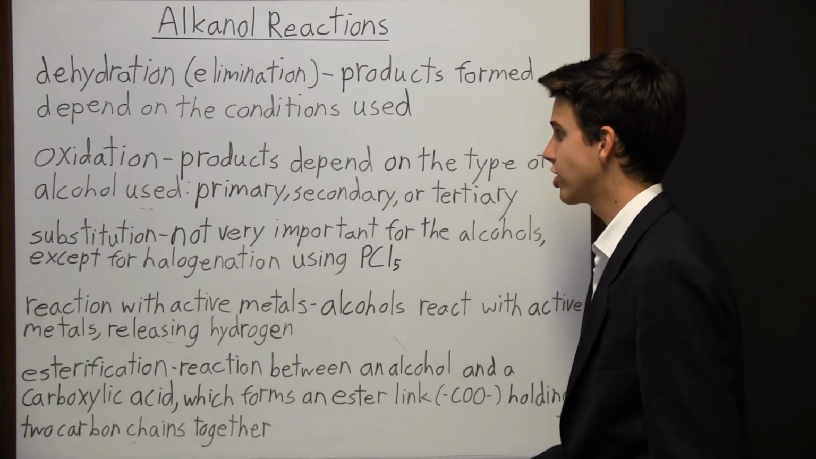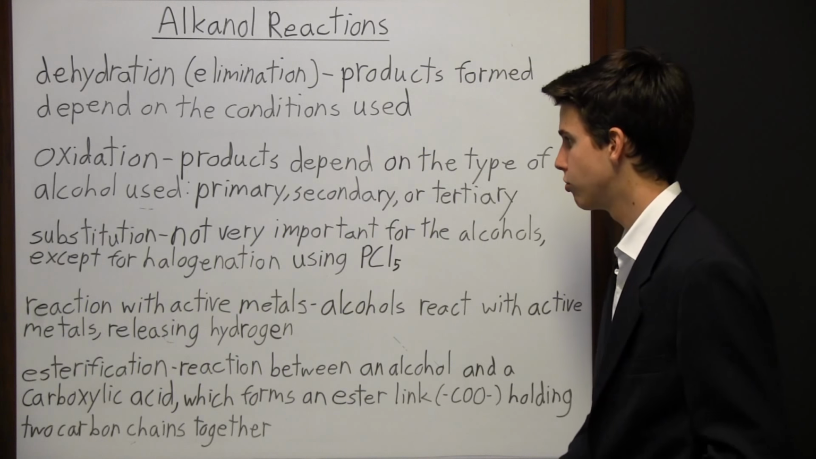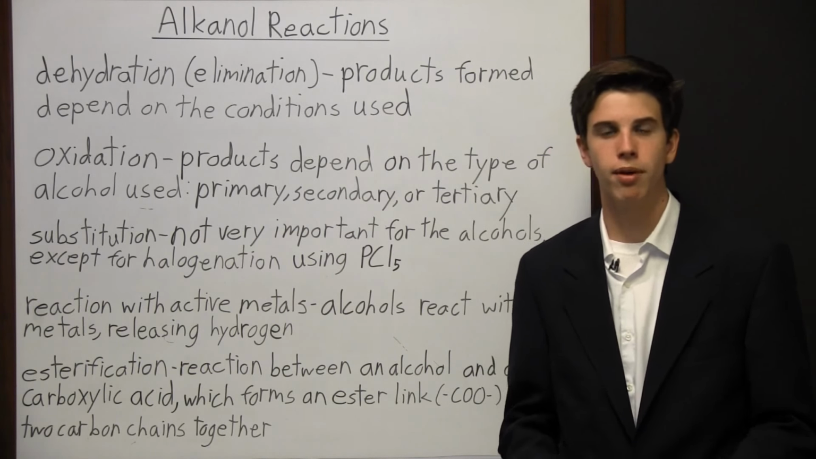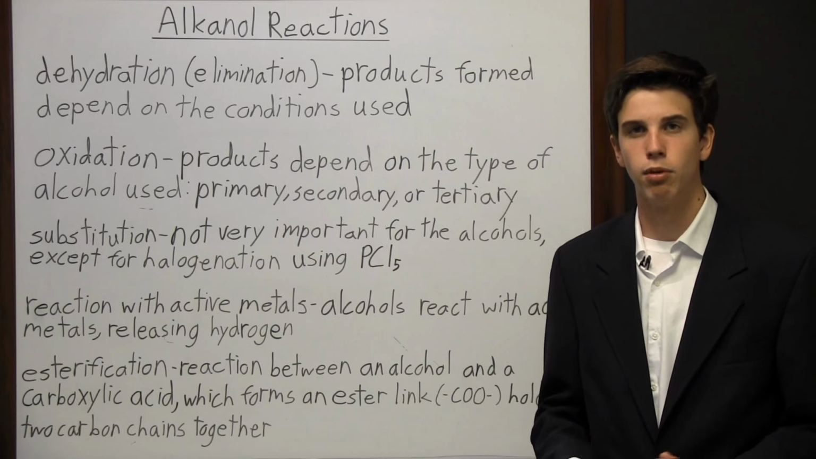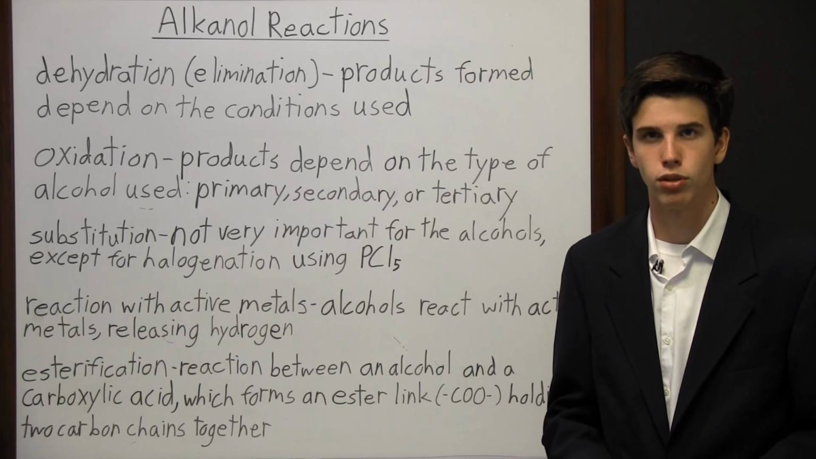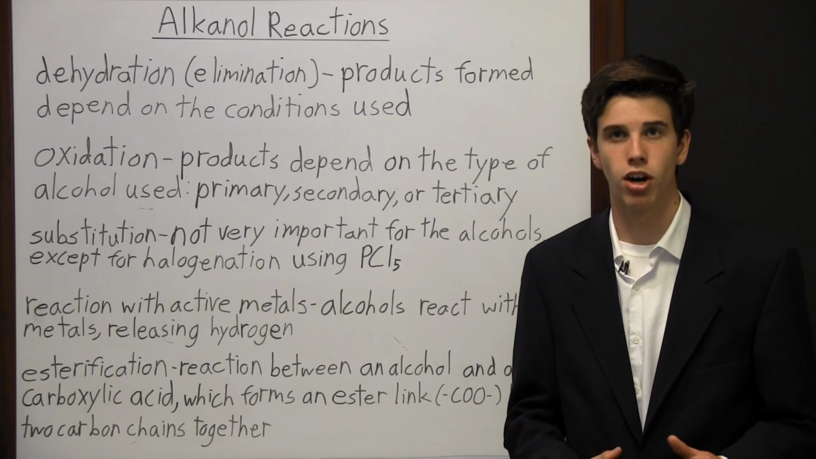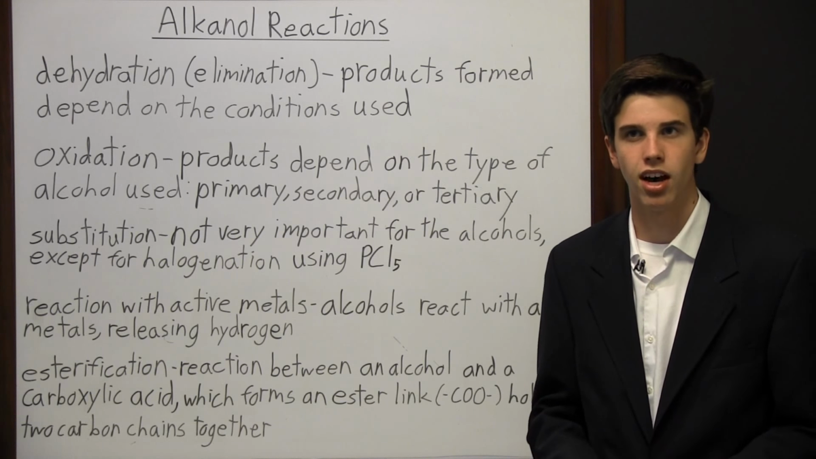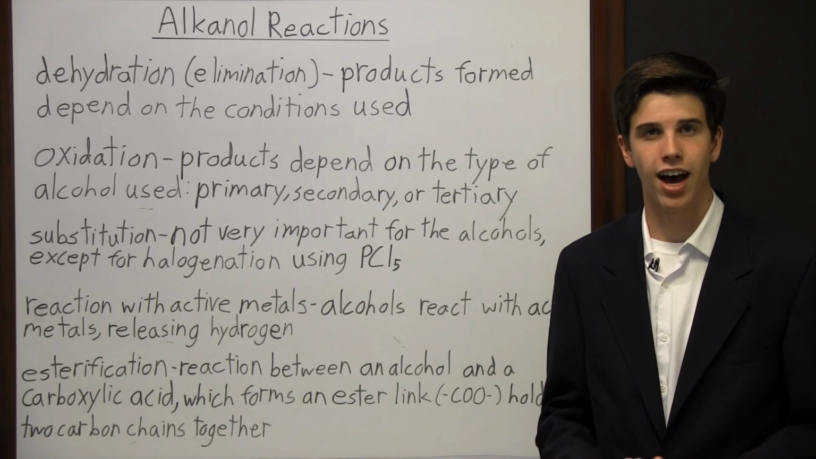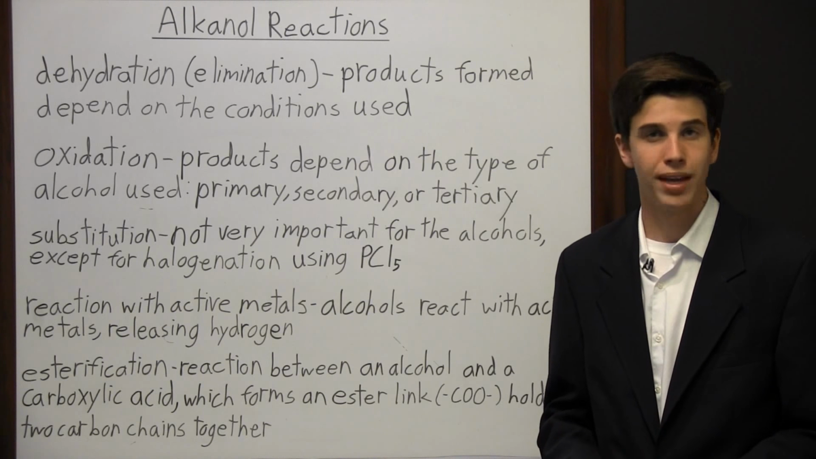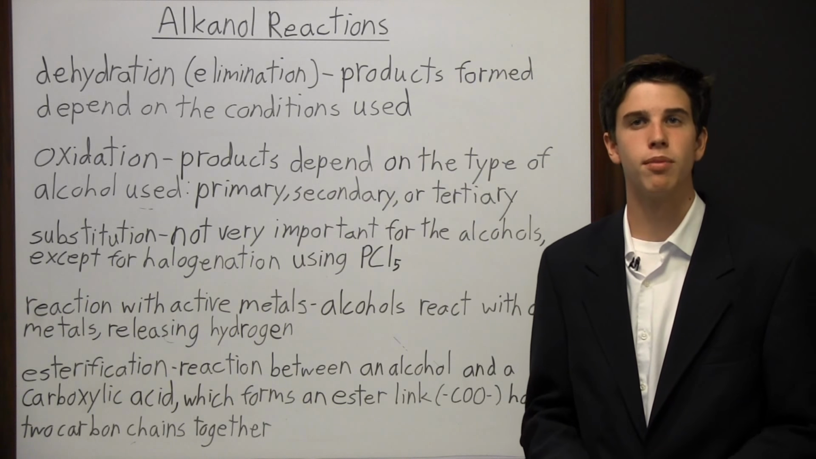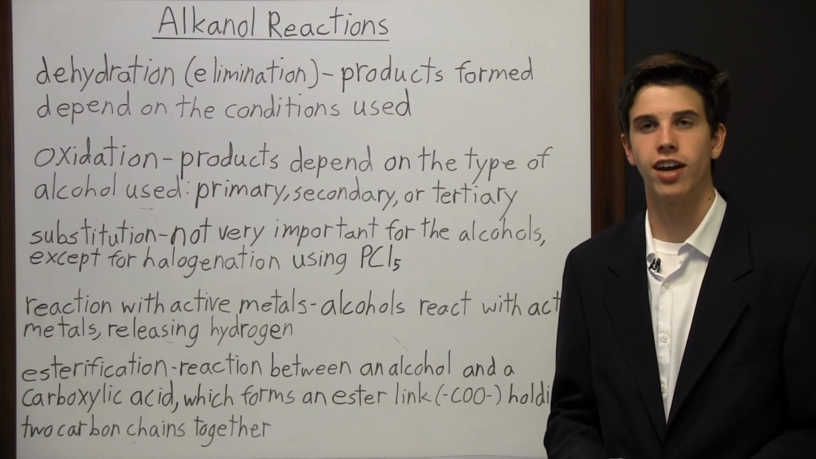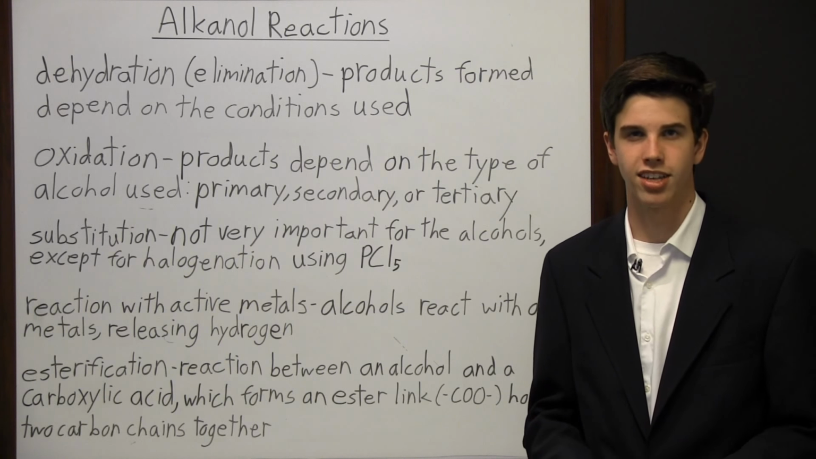Now, with oxidation, the products depend on the type of alcohol used: primary, secondary, or tertiary. For primary and secondary, a double bond between carbon and oxygen replaces a single bond between carbon and hydroxide. But this bond will either be at the end of the carbon chain, which would make it an aldehyde, or in the middle of the carbon chain, making it a ketone. Aldehydes can be further oxidized to form carboxylic acids, and tertiary alcohols will not oxidize.